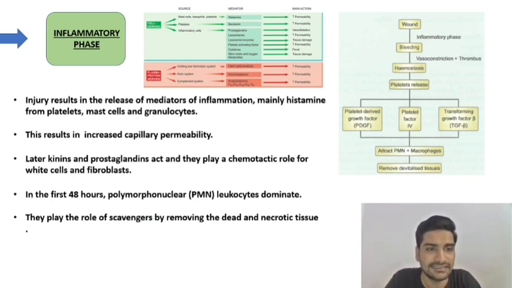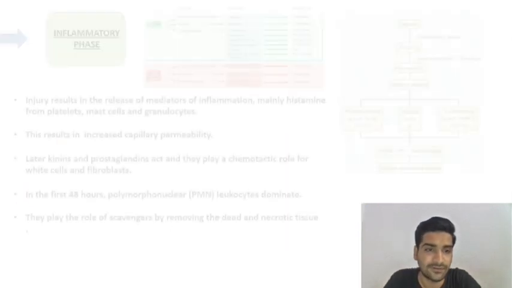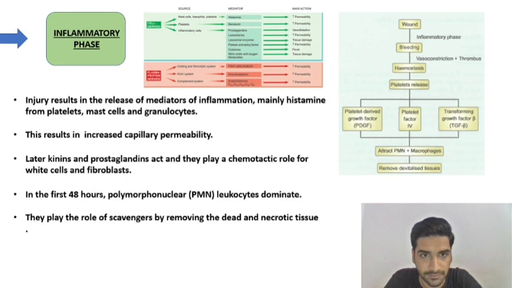As soon as the injury occurs, there is release of mediators of inflammation. As I said previously, there is release of chemical mediators of inflammation, right? So whenever there is release of chemical mediators of inflammation, like in the central picture you see just beside the heading of inflammatory phase, it is written clearly that the very first mediator released from mast cells, basophils and platelets is your histamine. So mainly histamine is going to be released from the platelets.